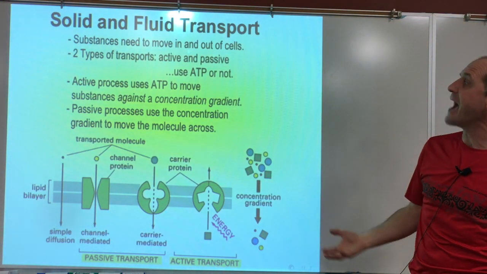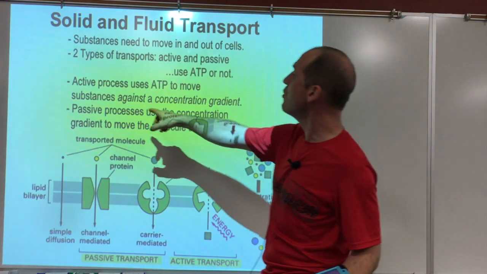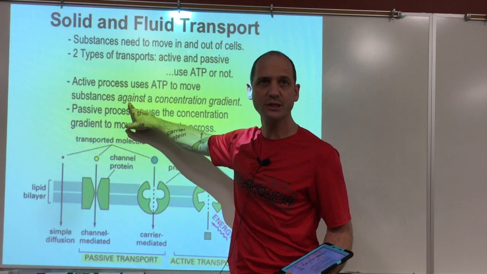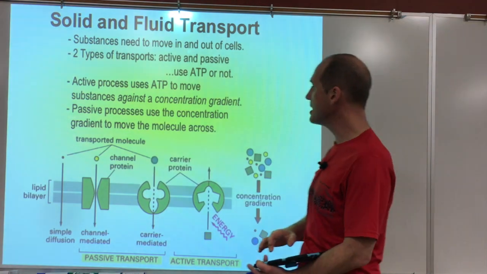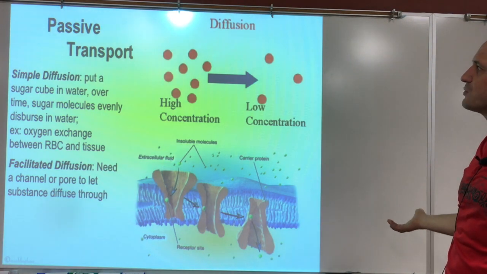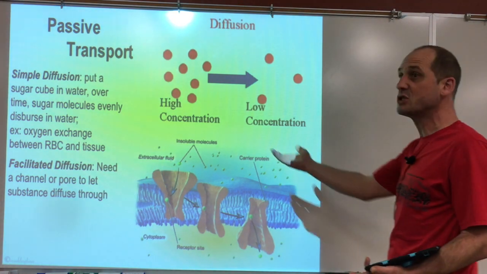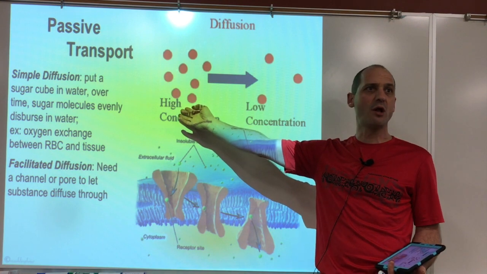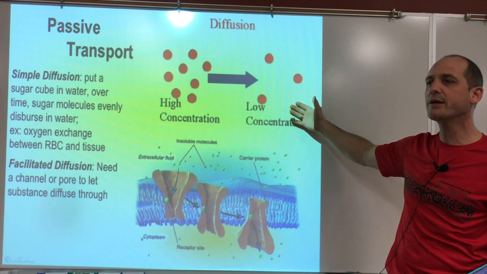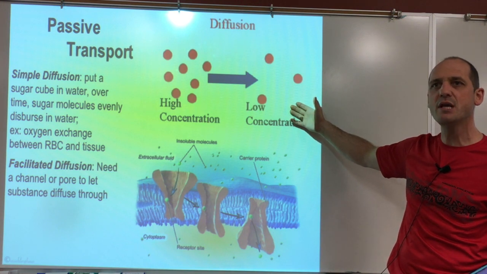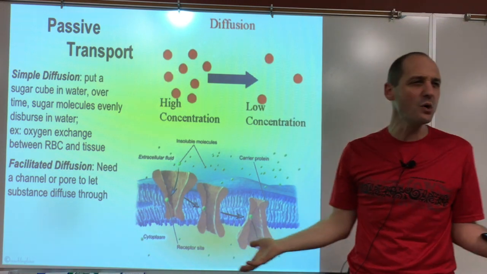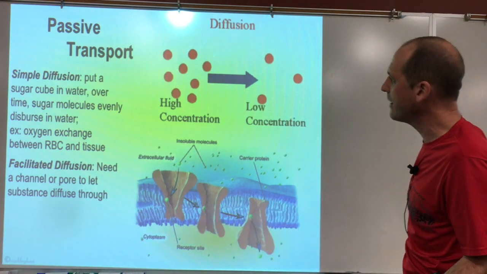So that's the active and passive question. Are you going with the concentration gradient or against the concentration gradient? Is it using energy or not? And then we have a few different types. So we have passive transport, simple diffusion. That means the sugar molecules go from a higher concentration naturally to a lower concentration. Why? Molecules want to be balanced out. They want to equal out. They want to disperse and intermingle. We kind of know that intuitively, but chemically we still have a concept with that.